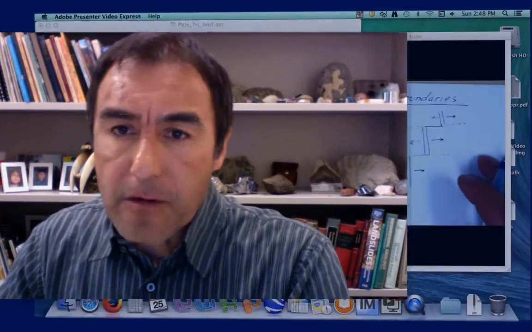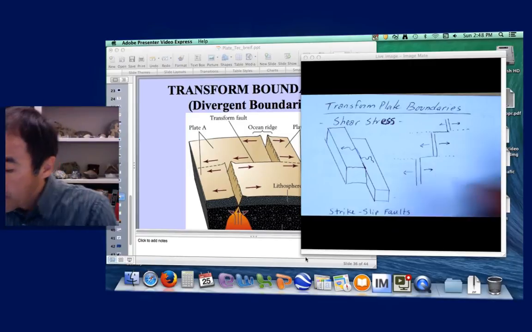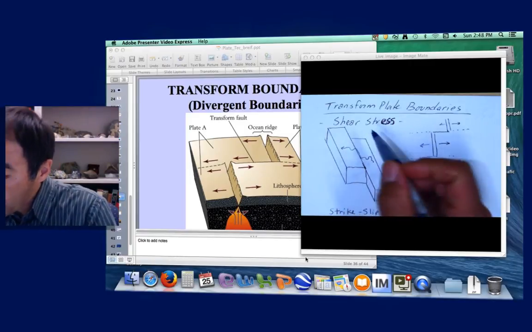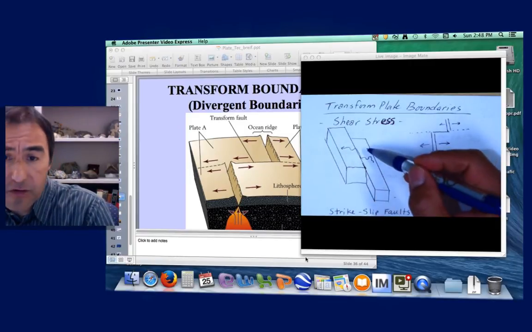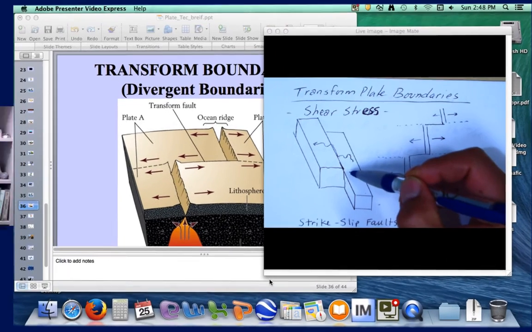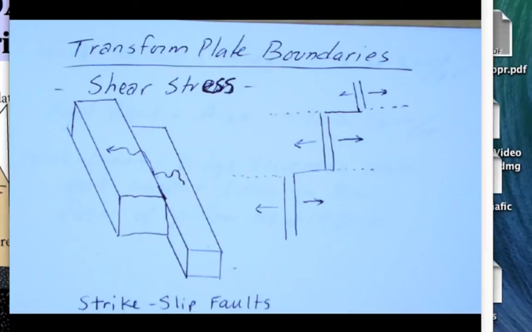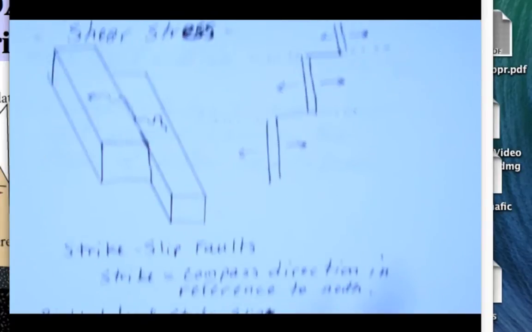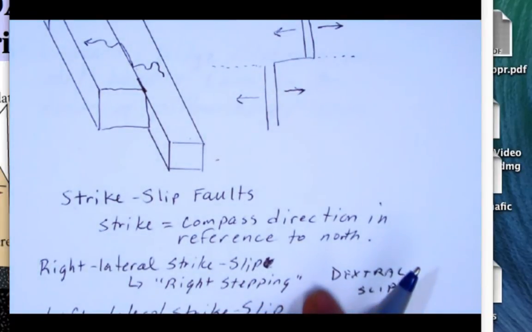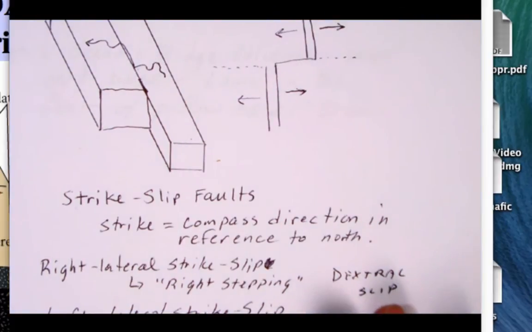I am Dr. Robert Lopez, and today I want to talk about transform margins and divergent margins. In a transform plate tectonic margin, we have shear stress, where two tectonic plates or two blocks are sliding side by side each other. And what results are these strike-slip faults, right? A strike-slip fault is where the movement is in the strike direction, as we discussed already.